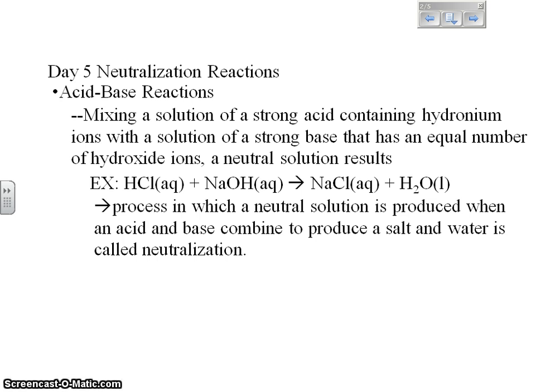In the hydrochloric acid example, the number of hydronium ions, H3O positives, from the strong acid, HCl, is equal to the number of hydroxide ions from the NaOH. Therefore, we get a neutral solution. So if I took 1 mole of hydrochloric acid and combined it with 1 mole of sodium hydroxide, we would get sodium chloride and water, and it would be a neutral solution.